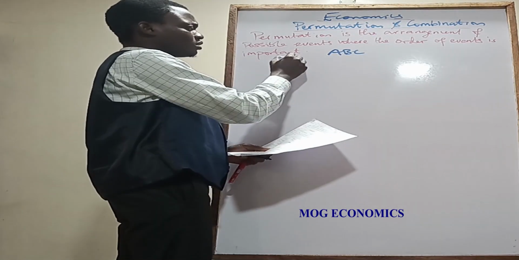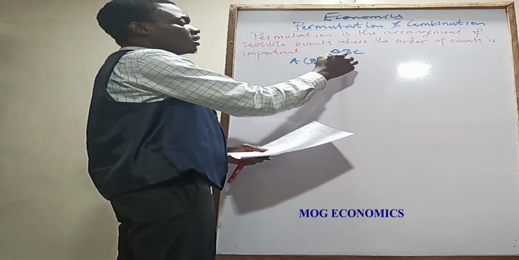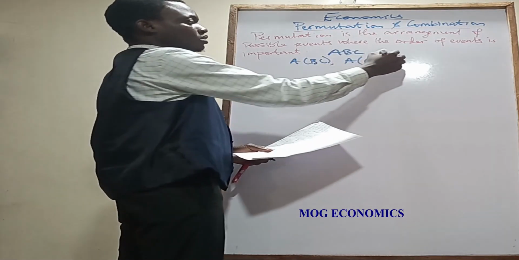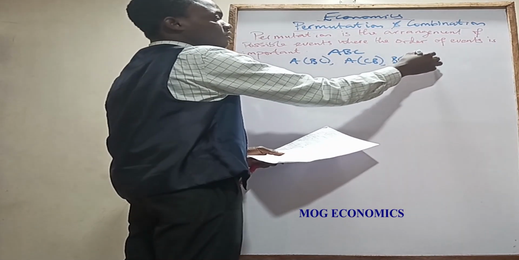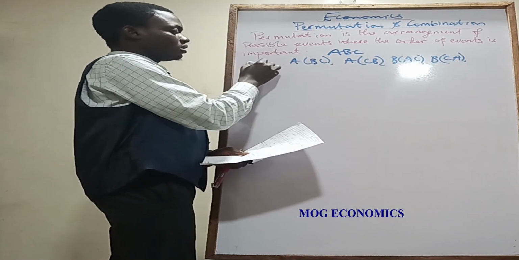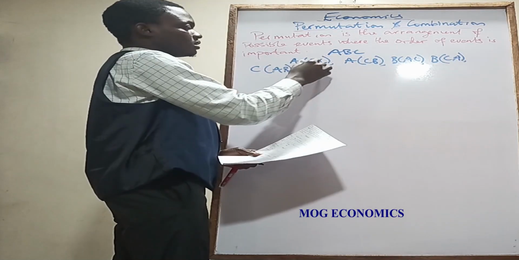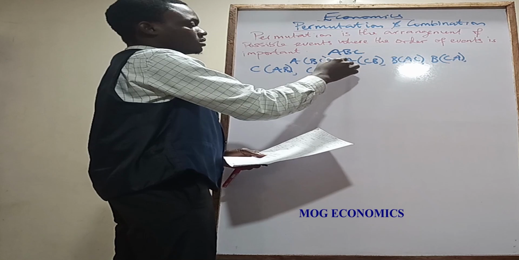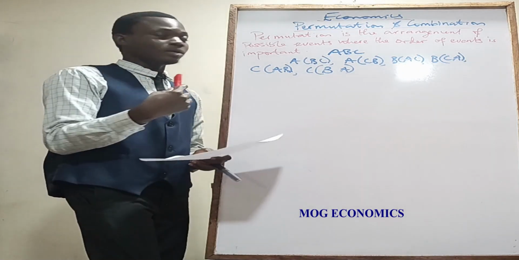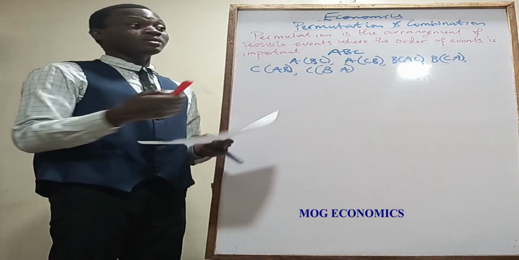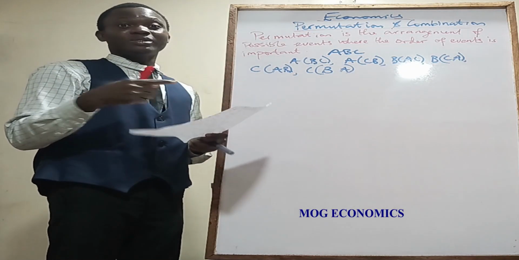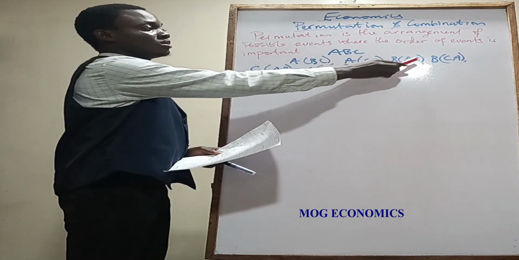A, B, C is one event. Then A, C, B is another event. Then we're done with A, picking the other one. So you can have B, A, C as one event. B, C, A is another event. Then you move to C. So C, A, B is one event. Then C, B, A is another event. With the way this is going, the order is important. So in this case, we are going to have six permutations, six possible arrangements from A, B, C: 1, 2, 3, 4, 5, 6.